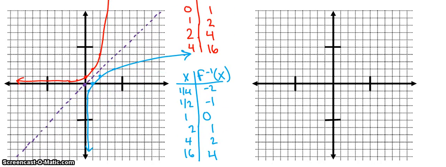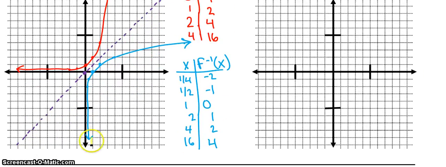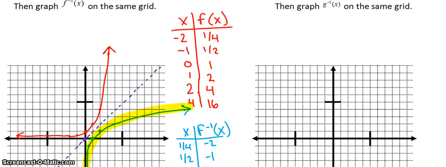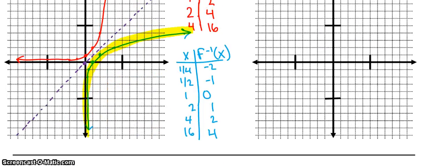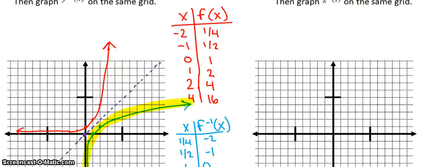So the reason I did this is to figure out what a log looks like. And this is the quote-unquote parent function of a log. And it's a parent function not because we have a common base, the base can be anything, but because there's no transformations done to it. So I'm not adding anything to the x, I'm not adding anything to the outside, I'm not multiplying by a half or whatever. It's just the standard 2 to the x parent function, okay, which makes our blue graph here the inverse, which is the log.